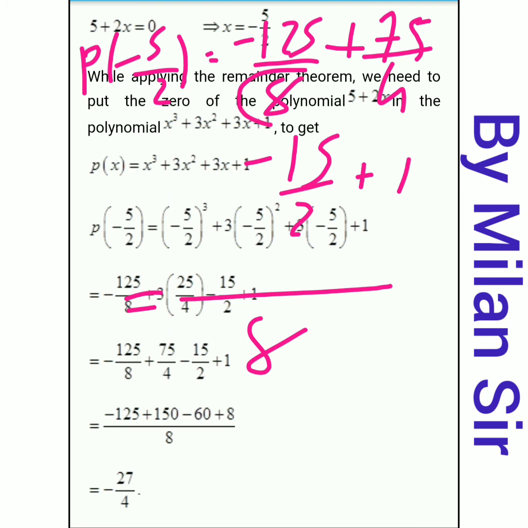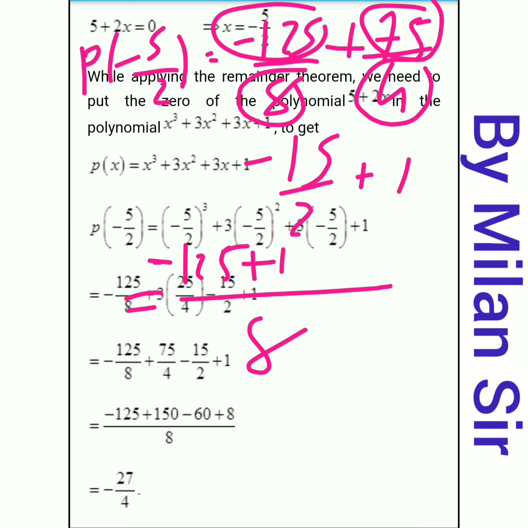Here 8 is already present, so numerator as it is, minus 125. Here we have denominator 4, so 4 twos are 8, so 75 twos are 150. Here 2 fours are 8, so 15 fours are 60. Here nothing is present, that means 1. 1 eights are 8, so in numerator also 8.